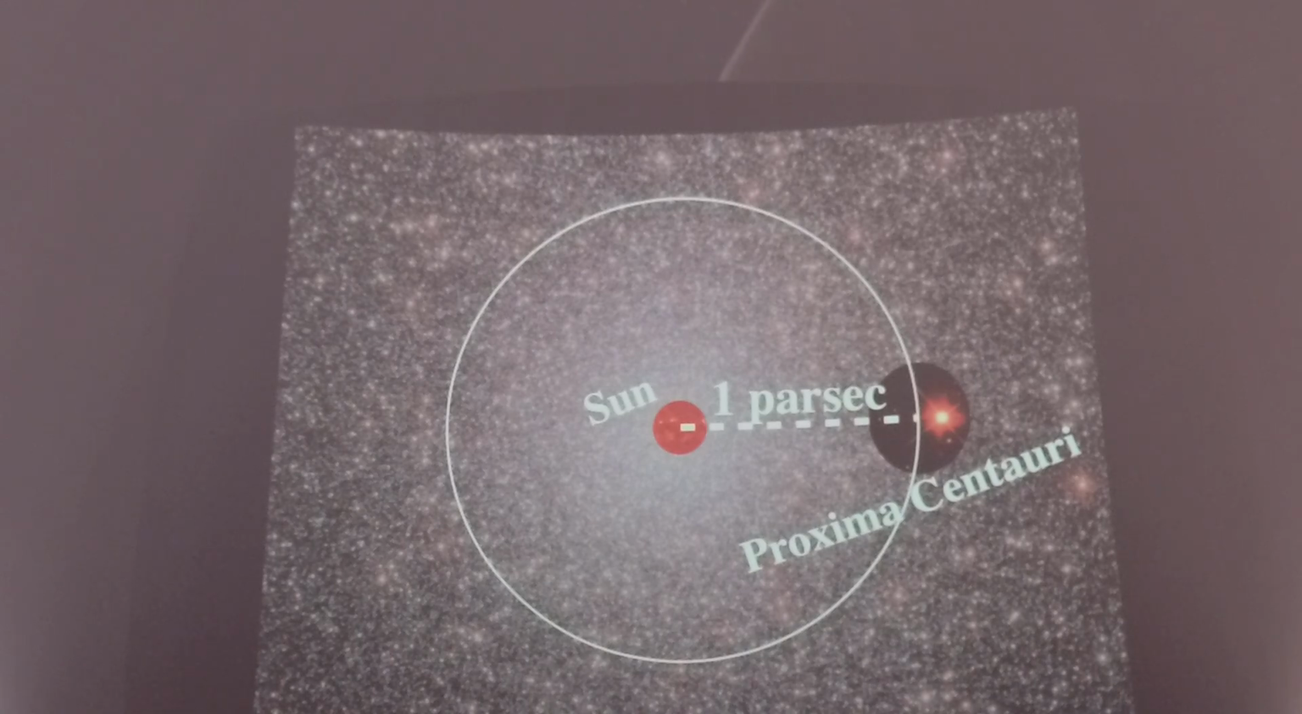So within our local volume, enclosed by a parsec, we have 2 stars: the sun and Proxima Centauri. But in a globular cluster, the same volume enclosed by 1 parsec contains hundreds of thousands of stars. So these environments are way, way denser than anything we're used to in our own neighborhood of the galaxy.